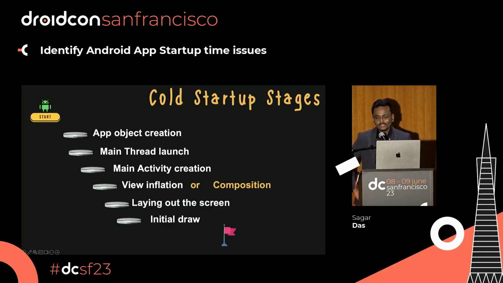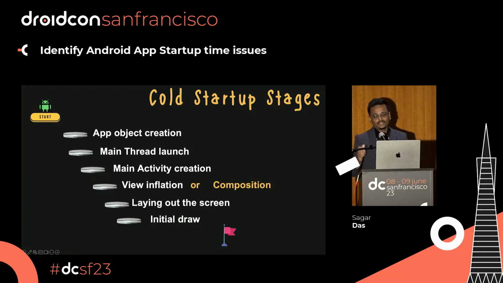The next thing the OS does is create the main thread itself. The main thread is responsible for rendering the UI of the app. That's common knowledge: you do all of your resource-intensive operations in background threads and the UI operations on the main thread.